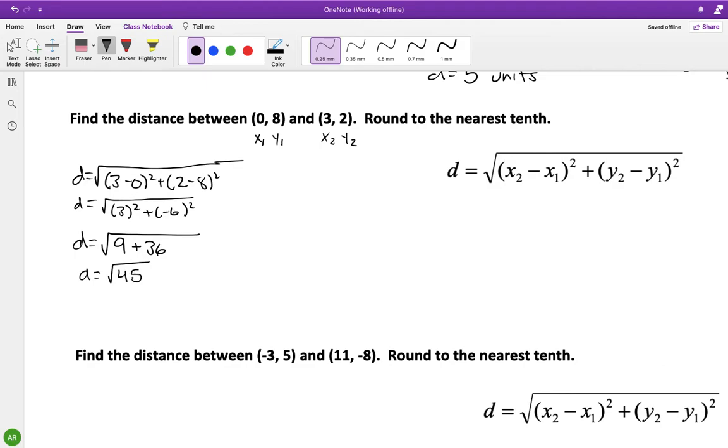Okay, I know that this is going to be a little bit less than 7, because the square root of 49 is 7. But I have a calculator in front of me, so I'm not going to estimate. I'm just going to plug it in. So I get 6. This is the number it gives me.